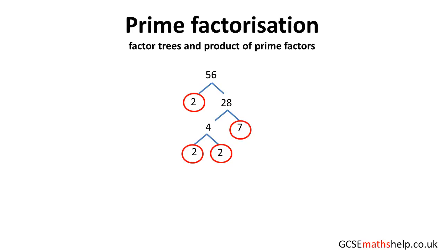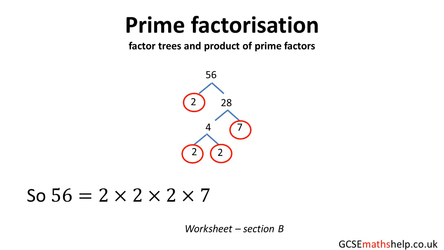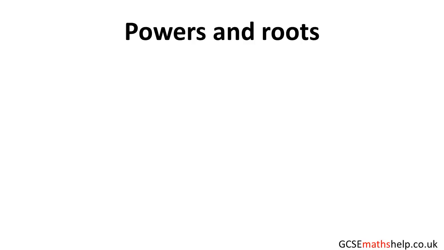By the time we've got to this stage where all of the numbers at the end of the branches are circled, we can stop. And then we can pull them all together and say 56 is equal to 2 times 2 times 2 times 7. So this is how you write it as a product of prime factors. At this stage you can pause the video and go and work on section B of the worksheet.